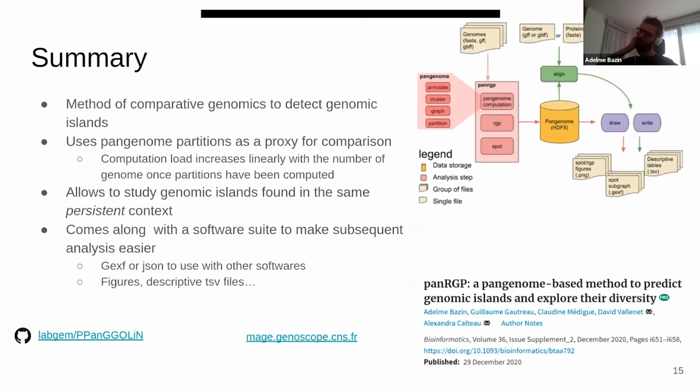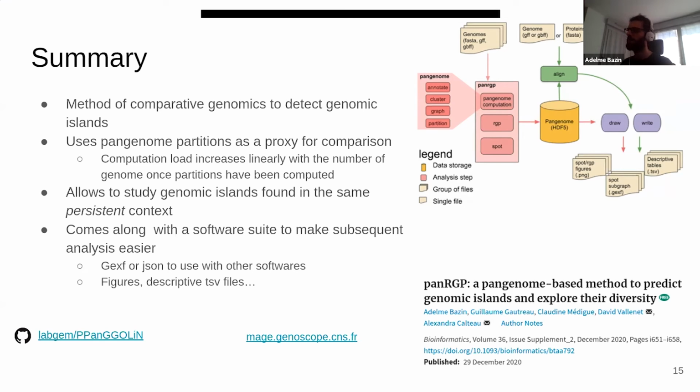So as a take-home message and in summary, I presented today methods of comparative genomics to detect genomic islands. We use pangenome partitions as a proxy for comparison. This way, the computational load increases linearly with the number of genomes, so we can work on tens of thousands of genomes. We can study genomic islands found in the same persistent context by clustering them into spots of insertion. That way we can study how the region evolves throughout a species.